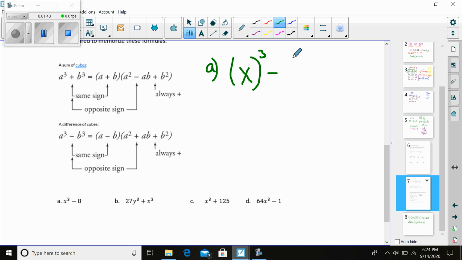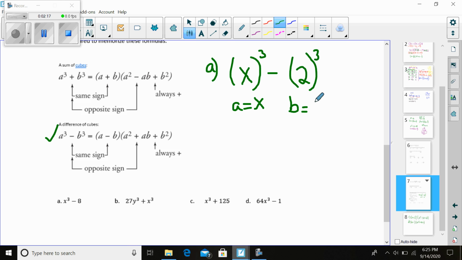So anyway, in letter A, the way that I'm setting this up right now is I'm helping you to clearly see what's your A and your B in the formula. So we're going to be using this formula, difference, for letter A. And I wrote it like this so that you can see that your A would be X and your B would be 2.